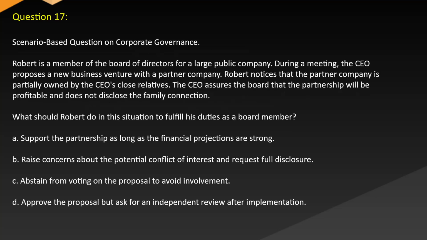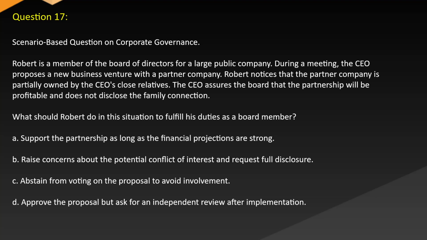Question 17. Scenario-based question on corporate governance. Robert is a member of the board of directors for a large public company. During a meeting, the CEO proposes a new business venture with a partner company. Robert notices that the partner company is partially owned by the CEO's close relatives. The CEO assures the board that the partnership will be profitable and does not disclose the family connection. What should Robert do in this situation to fulfill his duties as a board member?